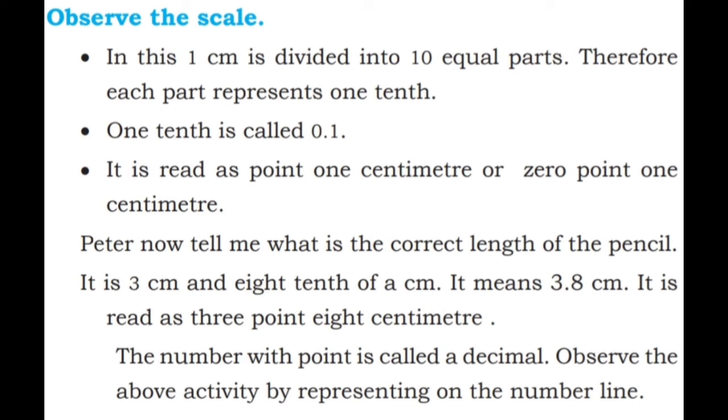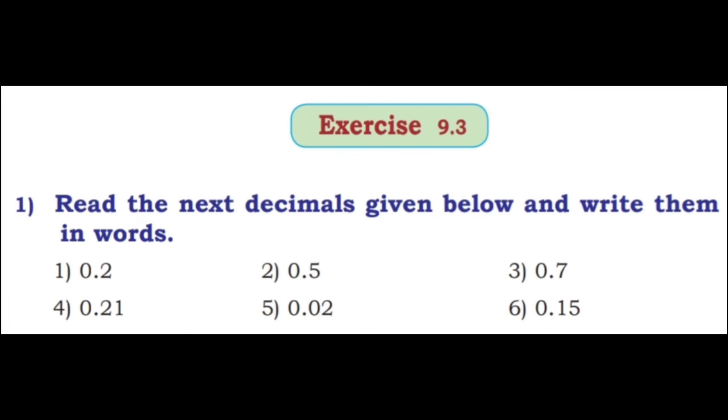Peter, now tell me what is the correct length of the pencil? It is 3 centimeter and 8/10 of a centimeter. It means 3.8 centimeter. It is read as 3.8 centimeter. The number with a point is called a decimal. Observe the above activity by representing it on the number line. You also try to measure your pencil with a scale. Let's see the Exercise 9.3.